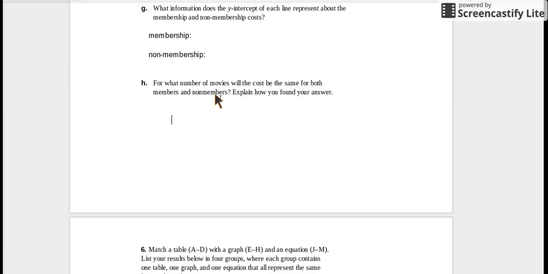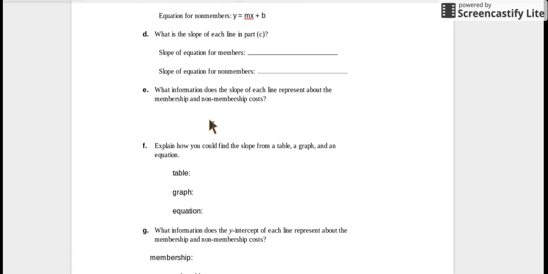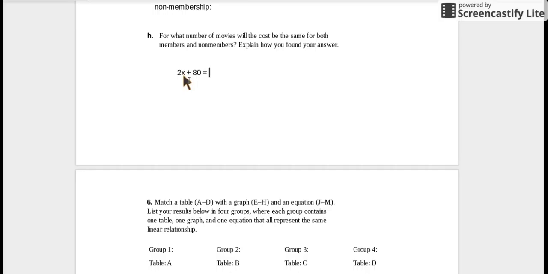They might have used both of their equations in order to find what number of movies it takes for both costs to be the same. So you're going to set both equations equal to each other. You had your first equation for your members, which was 2x plus 80, and you're going to set that equal to the other equation you got for your non-members. And when you do that, you're going to solve for x.